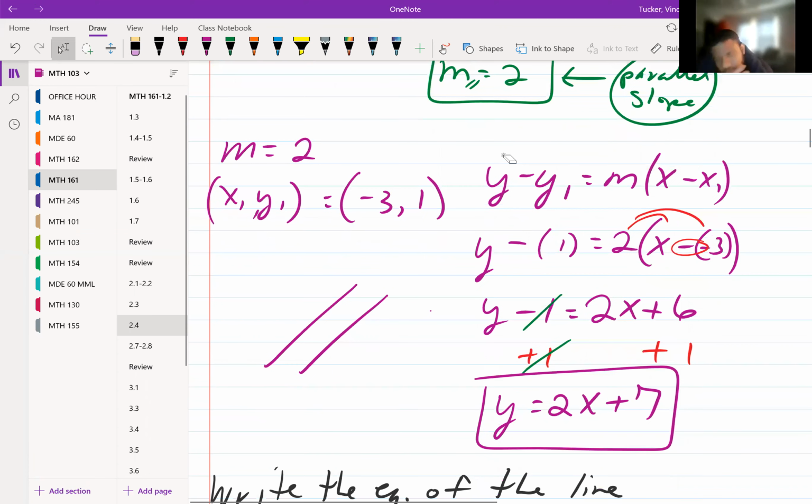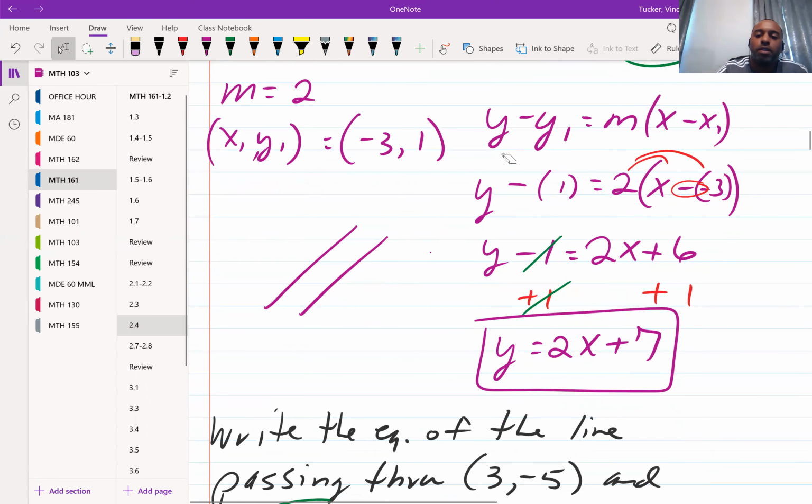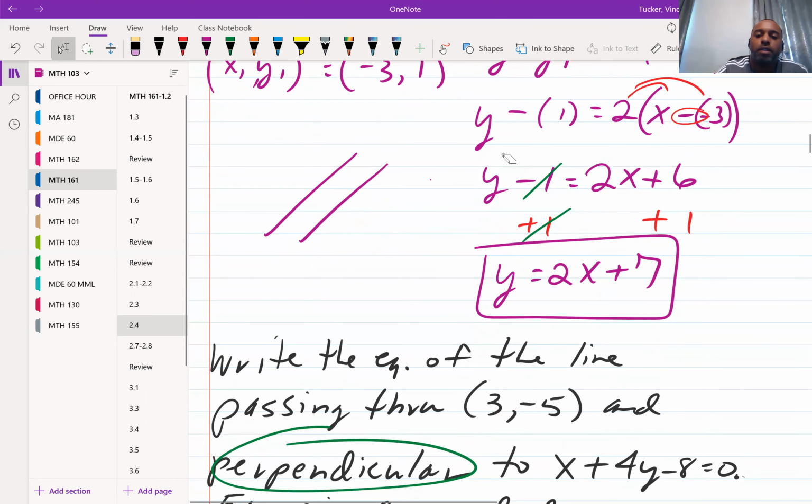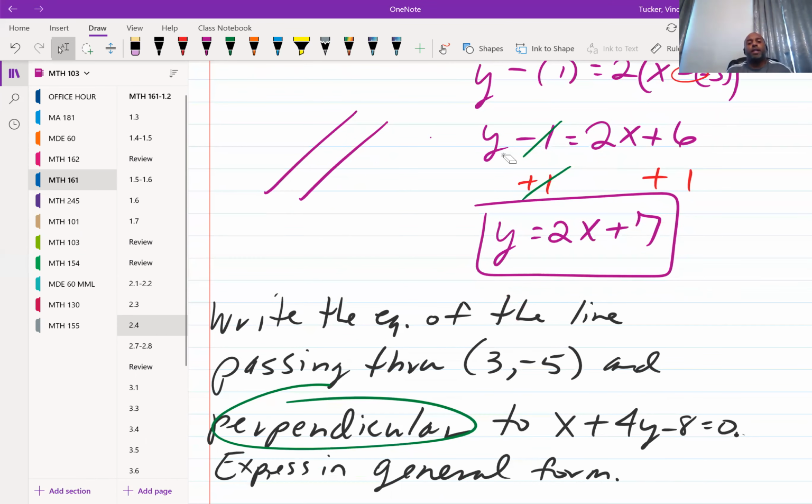All right, everybody okay for one more? Everybody good? All right. So this time we want to write an equation of a line that's passing through the point (3, -5). And it's perpendicular to x plus 4y minus 8 equal to 0. Then it tells us to express in general form. We'll talk about that when we get to the end. But let's look at actually finding the equation first.